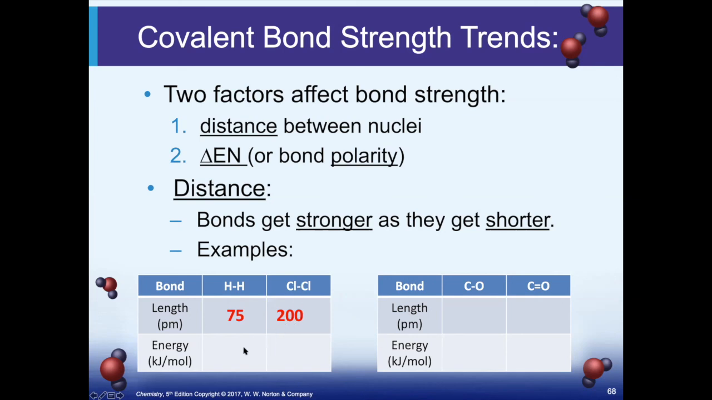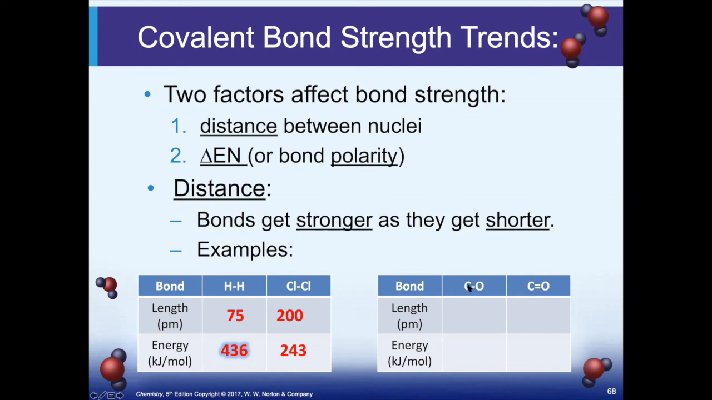And so compare the energies of those 2 bonds. We've said that as they get shorter, they get stronger. So I'm going to predict that the hydrogen-hydrogen bond is actually stronger than the chlorine-chlorine bond. And it is. The bond energy for hydrogen-hydrogen is 436. For chlorine-chlorine, it's only 243. So the trend holds true when you're looking at single bonds that are different lengths.